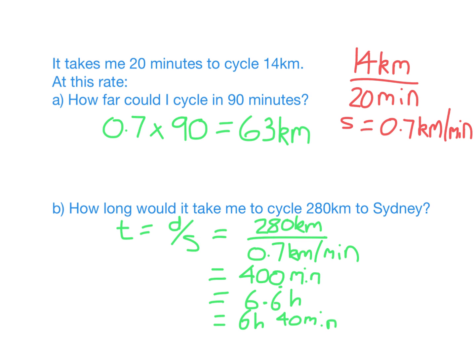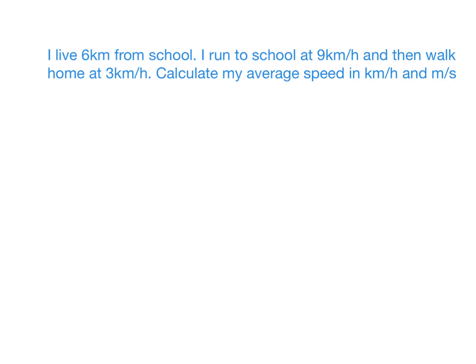All right, let's look at a harder question. So I live 6 kilometers from school. I run to school at 9 kilometers per hour, then walk home at 3 kilometers per hour. I'm going to calculate my average speed in both kilometers per hour and meters per second.